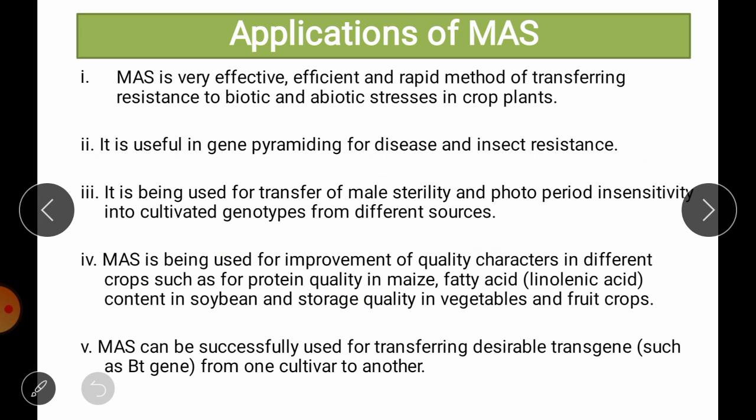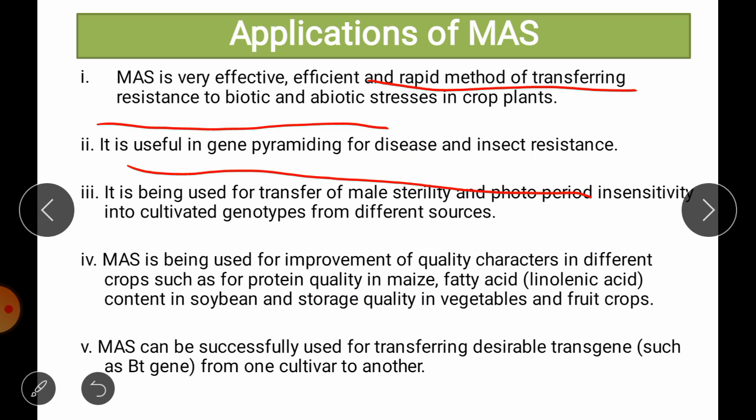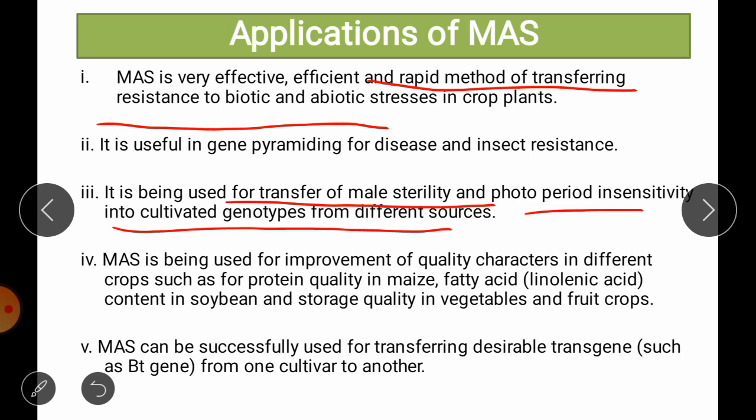It is a very effective, efficient and rapid method of transferring resistance to biotic and abiotic stresses. It is also useful in gene pyramiding for disease and insect resistance. It is also used to transfer male sterility as well as photoperiod insensitivity into cultivated genotypes. MAS is also used for improvement of quality characters in different crops, such as protein quality in maize, fatty acid content in soybean, storage quality, etc.